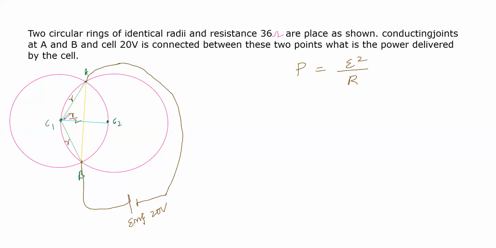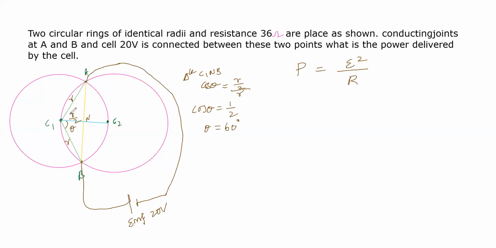Now we take this as a right angle triangle. If you take this angle as theta, then in this triangle, with the point N, triangle C1NB, cos theta is adjacent by hypotenuse. Adjacent is r by 2, hypotenuse is r. So r cancels, and cos theta is equal to 1 by 2. If cos theta equals 1 by 2, then theta equals 60 degree.